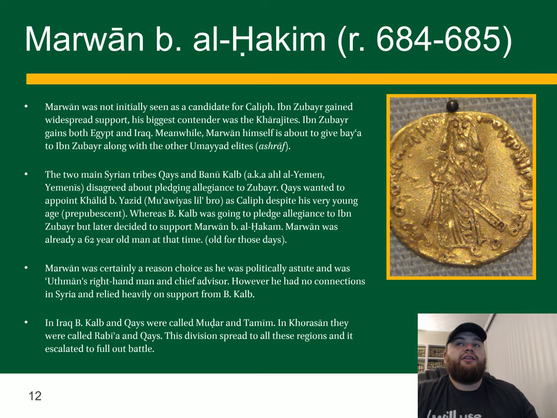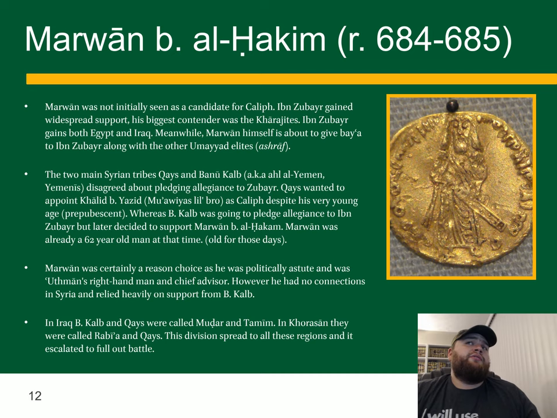So in Iraq, Banu Kalb and Qais were called Mudar and Tamim. So if you hear Tamimi, that refers to Qais. Mudar is Banu Kalb, from what I understand. And in Khorasan, they were called Rabi'a and Qais. So that's important if you're reading Tabari or other historical sources. Sometimes they went by different names in different regions, but these two tribes were spread throughout the Islamic Empire, right?